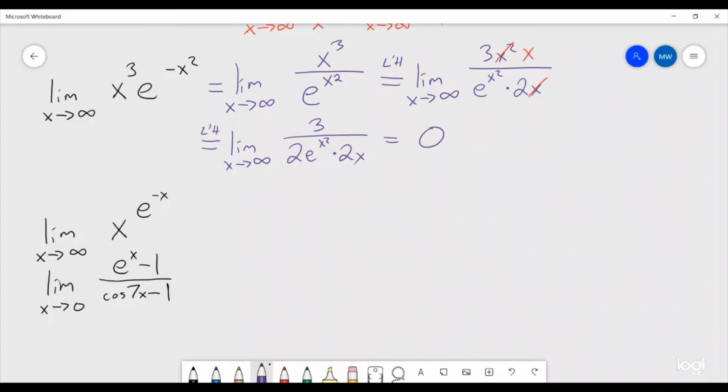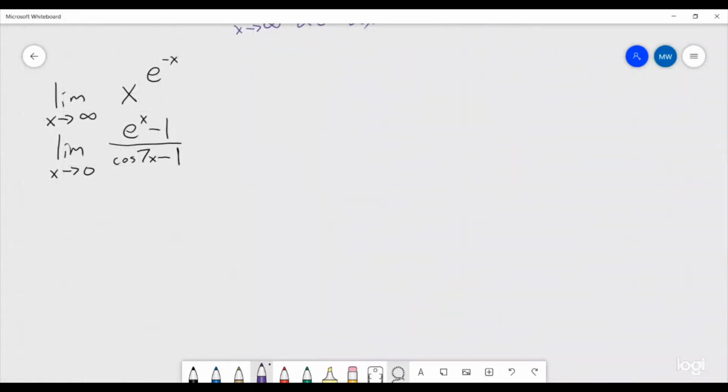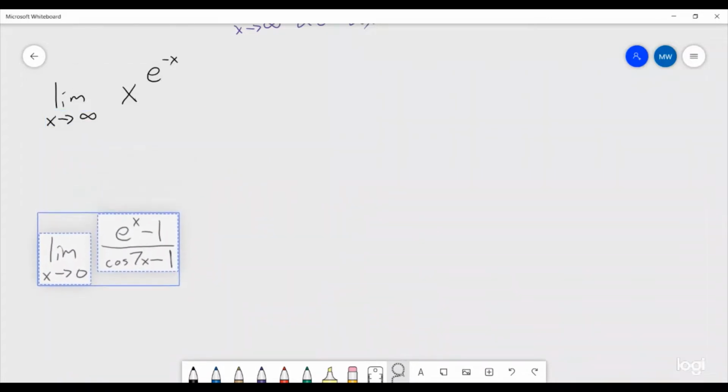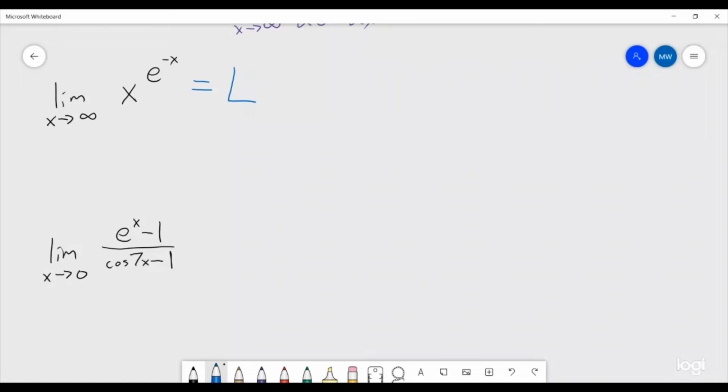Let's do the next one. How do we do the limit as x goes to infinity of x to the e to the negative x? Because what this ends up being is infinity to the 0. So this is one of those indeterminate forms that takes the most work to do. So what we're going to do is say that this is equal to some value L. We don't know what it is, but it's equal to something.